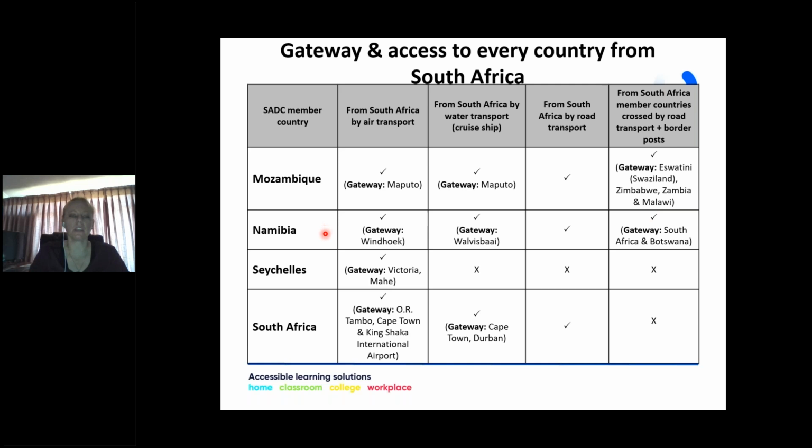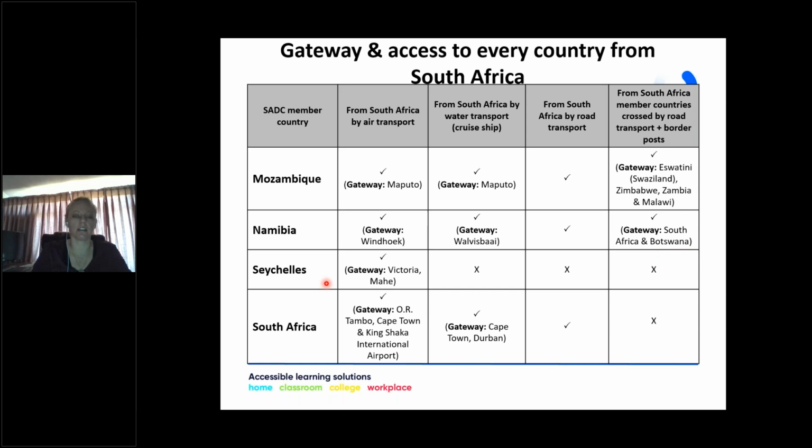If we look at Namibia, you can reach it via air transport. The gateway there will be Windhoek. You can also reach it via water transport. The gateway there will be Walvis Bay. You can also travel from South Africa to Namibia via road transport. The gateways then will be South Africa, or you can go through Botswana to Namibia.